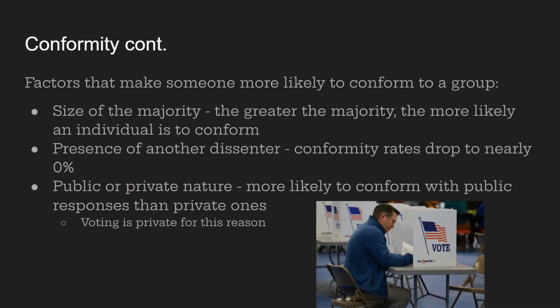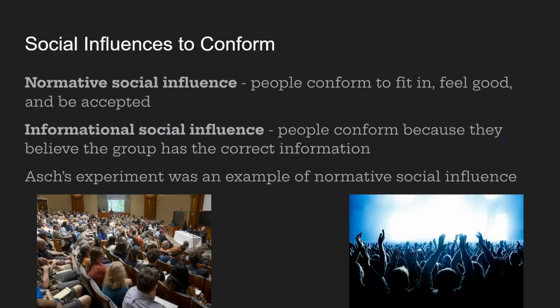Factors that make someone more likely to conform to a group include the size of the majority. The greater the majority, the more likely you are to conform. Another is the presence of another dissenter, or someone that's not working with the researcher, which makes conformity rates drop to nearly zero. And then the public or private nature. People are more likely to conform when the responses are public than when they're private. And that's why voting is private.